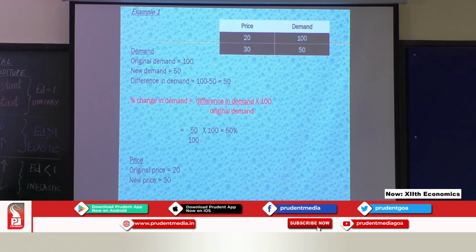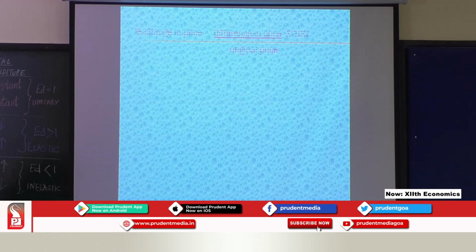The second step again will be for the price variable. This was all for demand. Now, for the price variable, original price is 20. New price is 30. Therefore, difference in price will be the difference between the two, and what I get is 10. Now, apply this to the main formula, that is percentage change in price is equal to difference in price divided by original price into 100.